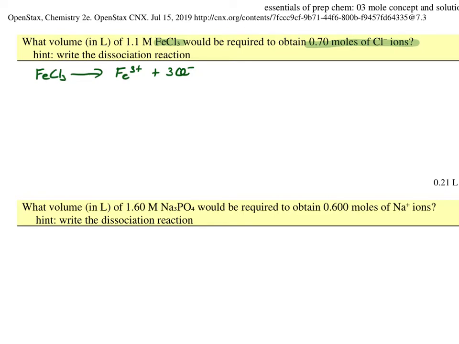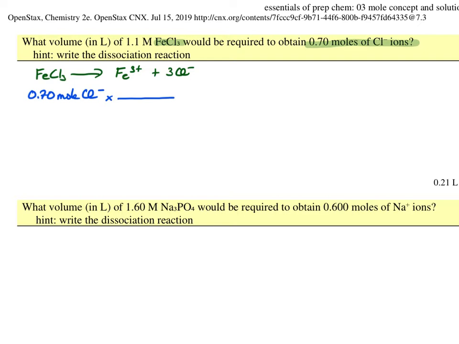We know that the charge on the iron is 3 plus because it has to balance out the minus 3 from the 3 chloride ions. Now we want to obtain 0.70 moles of chloride ion. But our solution contains iron 3 chloride, so we need to relate iron 3 chloride to the amount of chloride ion, which is why we wrote the dissociation reaction.